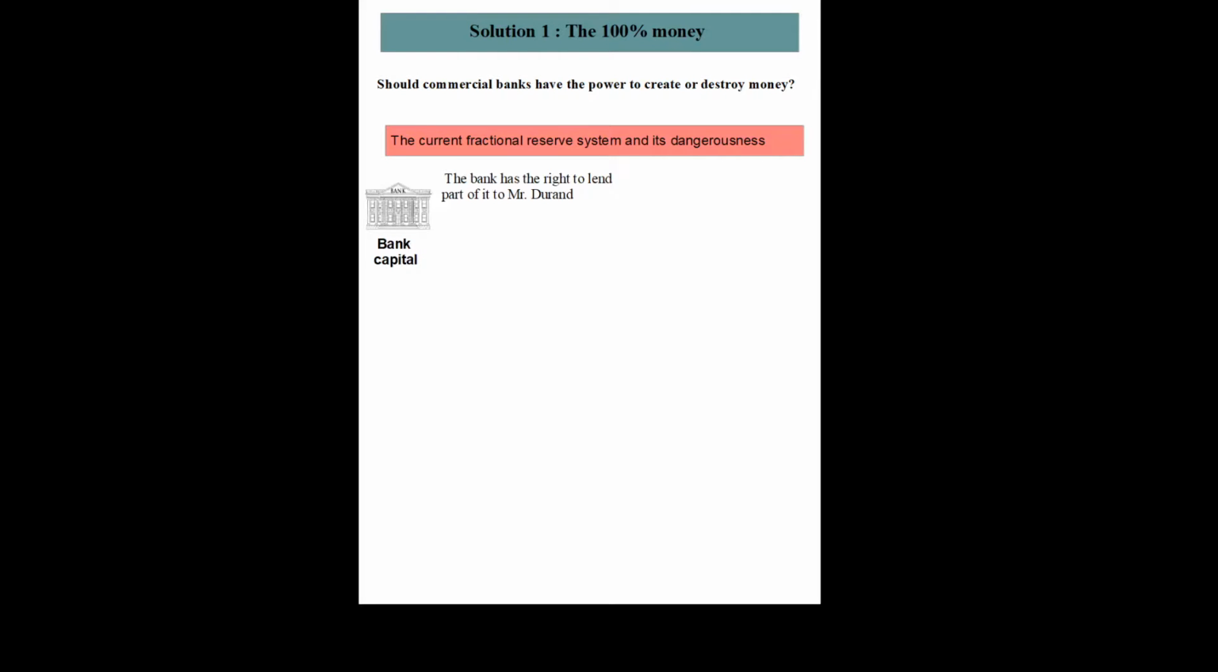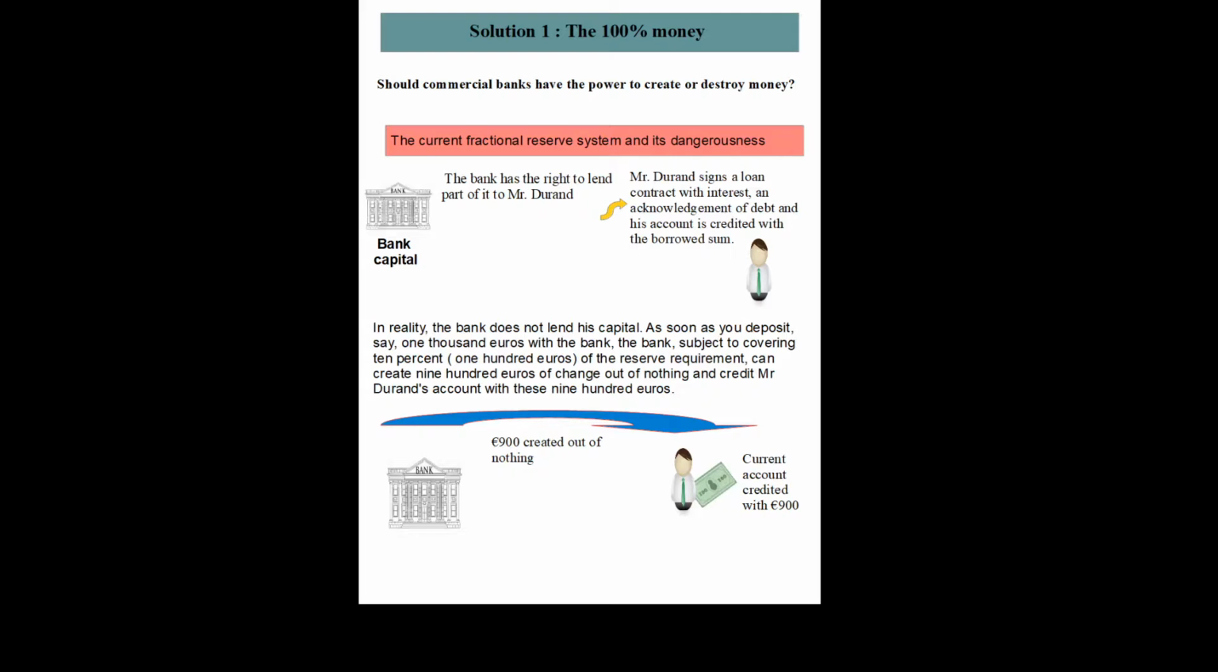Let's look at the case of a bank with capital that has the right to lend part of it to Mr. Durand. Mr. Durand signs a loan contract with interest, an acknowledgement of debt, and his account is credited with the borrowed sum. In reality, the bank does not lend its capital. As soon as you deposit, say, 1,000 euros with the bank, subject to covering 10%, 100 euros of the reserve requirement, it can create 900 euros of currency out of nothing and credit Mr. Durand's account with these 900 euros. 900 euros created out of nothing on Mr. Durand's account by signing an acknowledgement of debt.